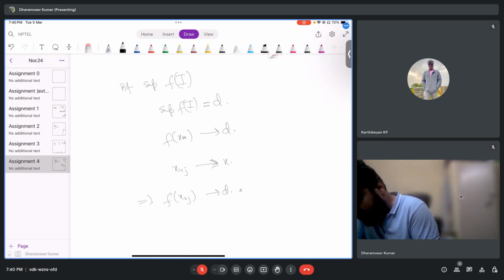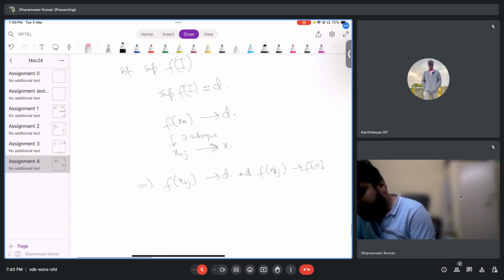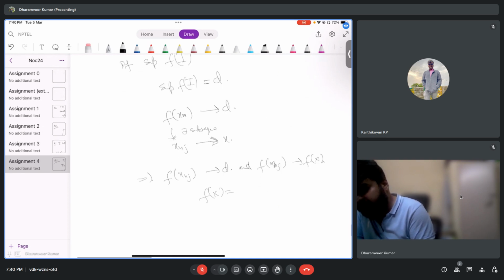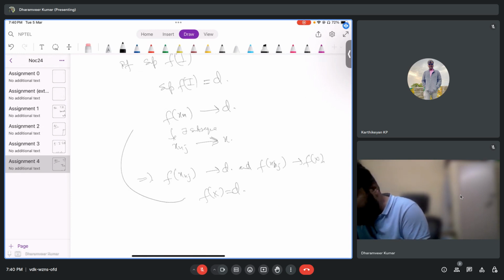And f of xnj converges to f of x. Again, there exists a subsequence. Hence, by uniqueness of limit, f of x is d. So you can reach the supremum.